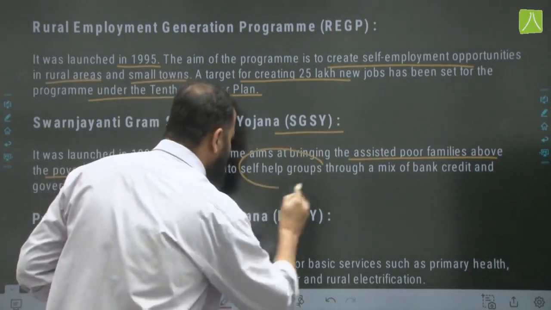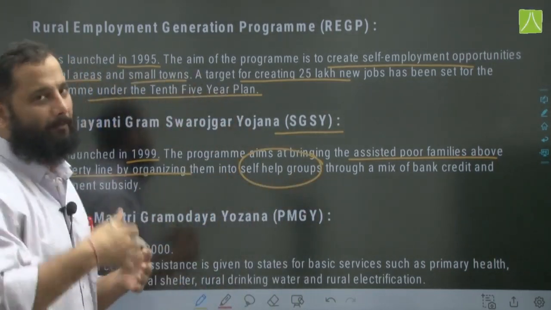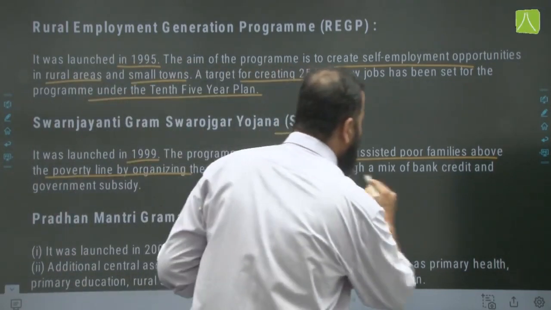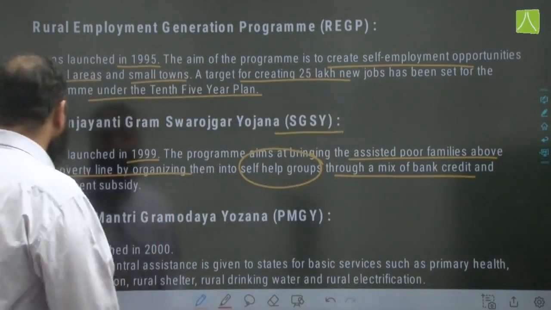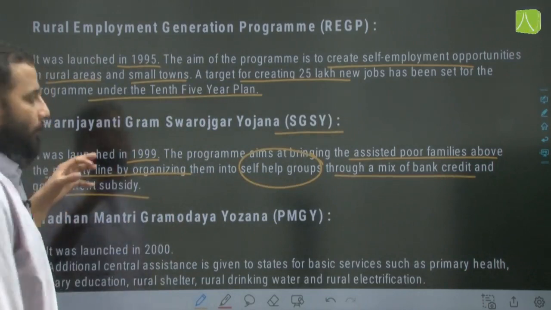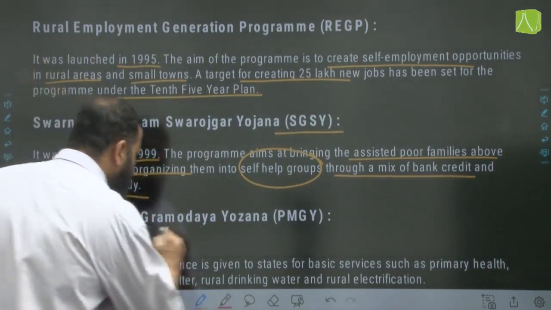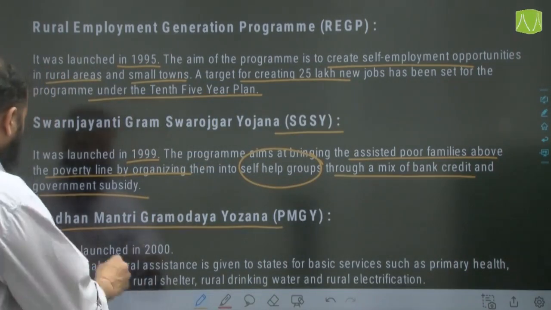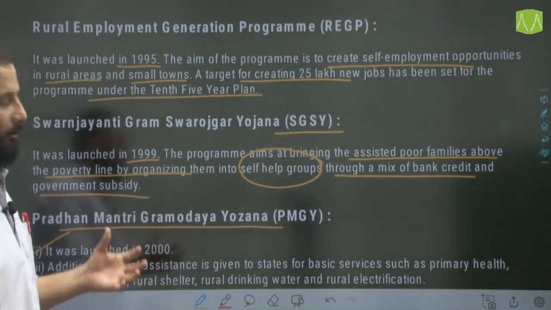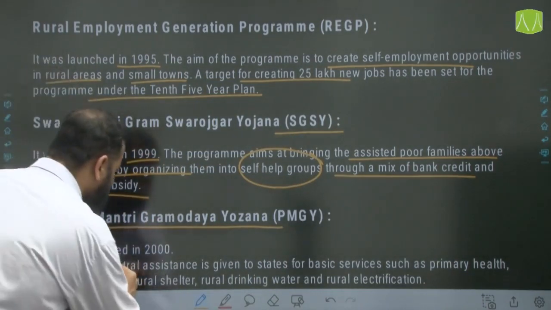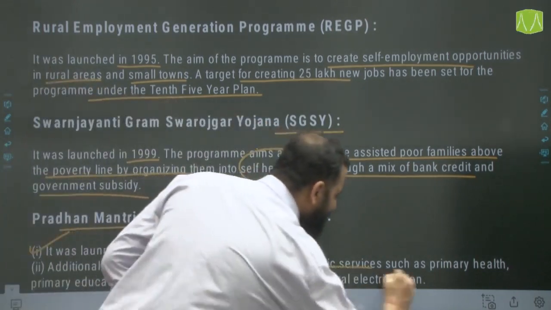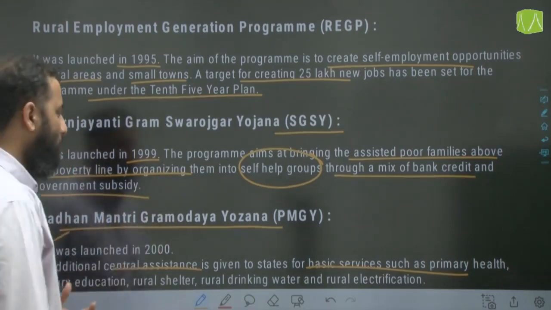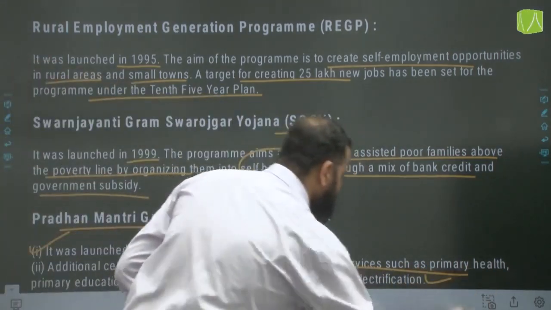Again, related to self-help groups, we'll be reading in detail in class 10th in a chapter called Money and Credit, through a mix of bank credit and government subsidies. Pradhan Mantri Gramodaya Yojana, that is PMGY, launched in 2000, where additional central assistance is given to various states for basic services such as primary health, education, rural shelter, rural drinking water and rural electrification.